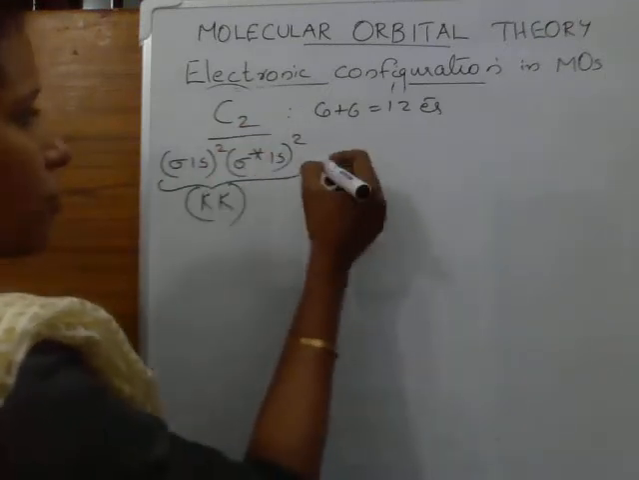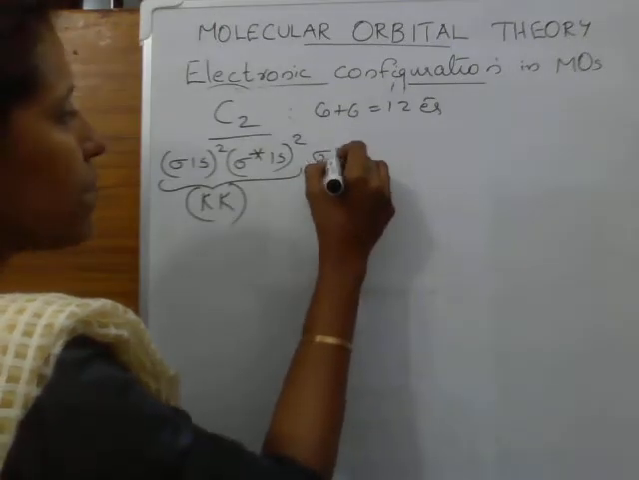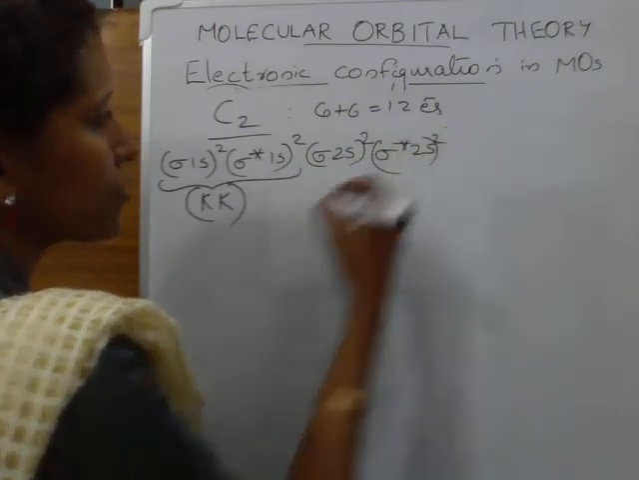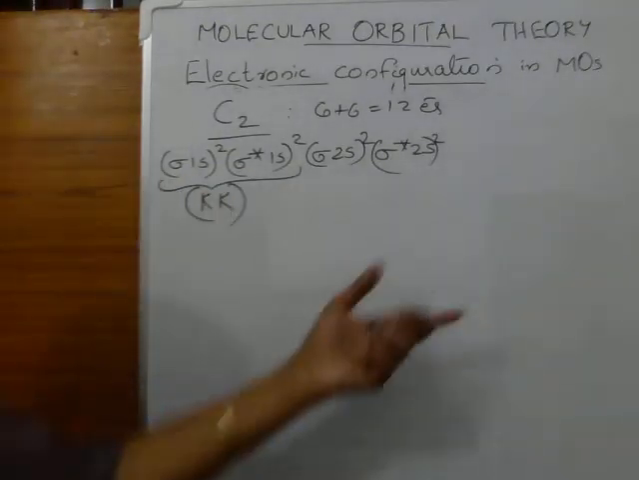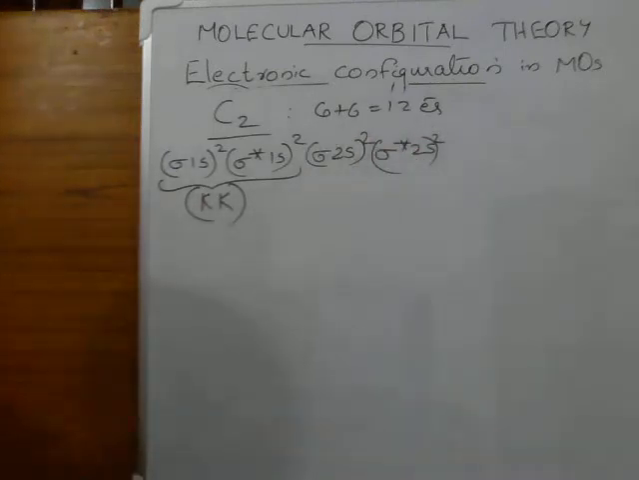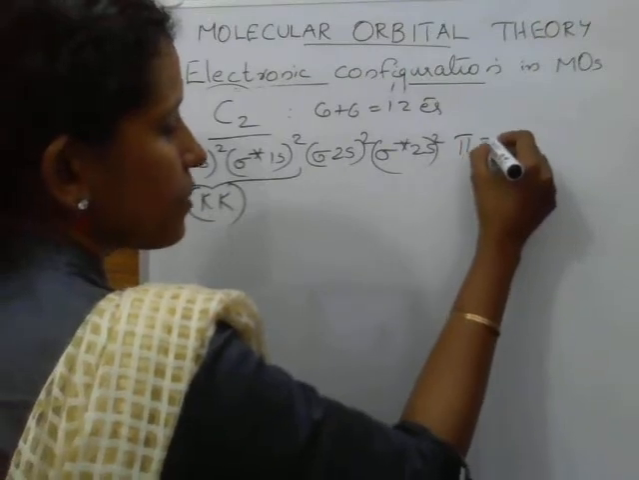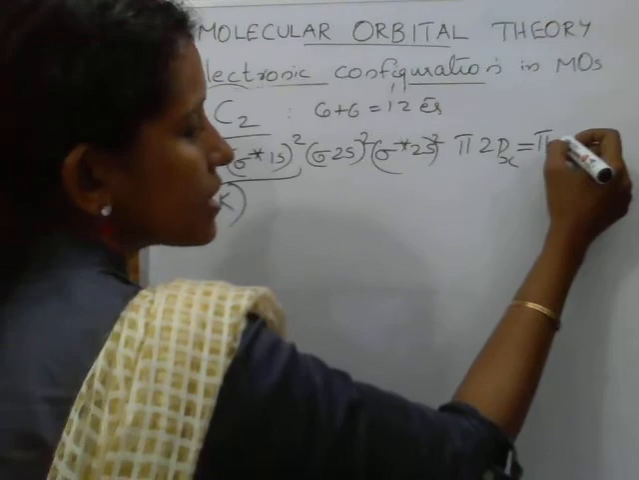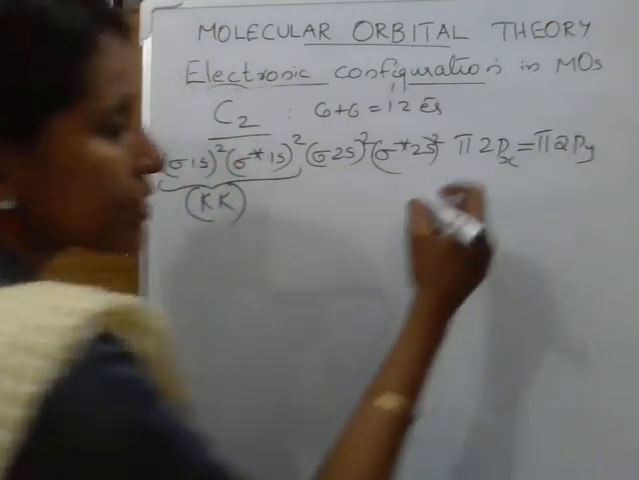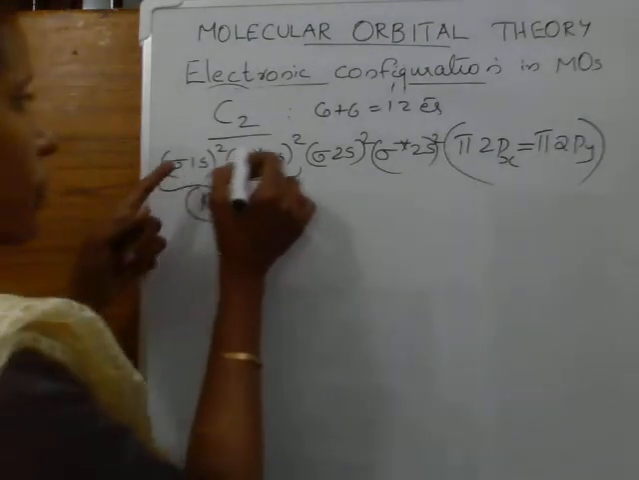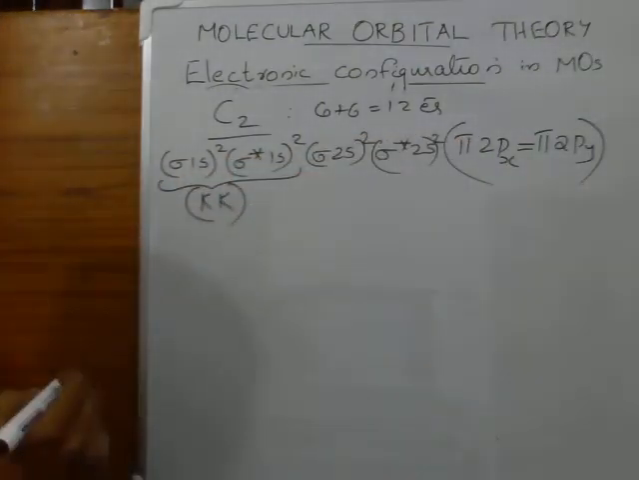After KK configuration, next one sigma 2s2, sigma star 2s2. Then after sigma star 2s, you have to think this is a molecule which contains less than 14 electrons, so the next higher energy orbital is pi 2px, which has the same energy as pi 2py. Equal energy orbitals, when you fill electrons, you need to obey Hund's rule. Don't forget. 2 plus 2 plus 2 plus 2, 8 electrons we have filled.